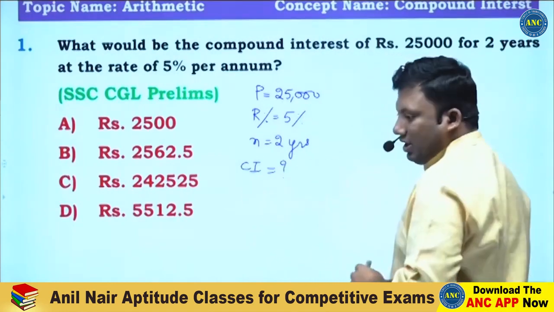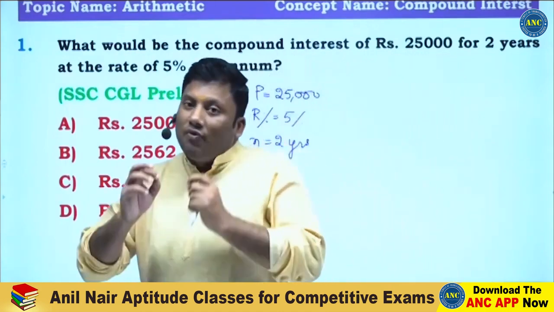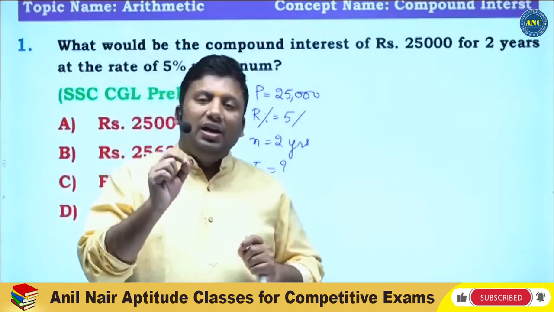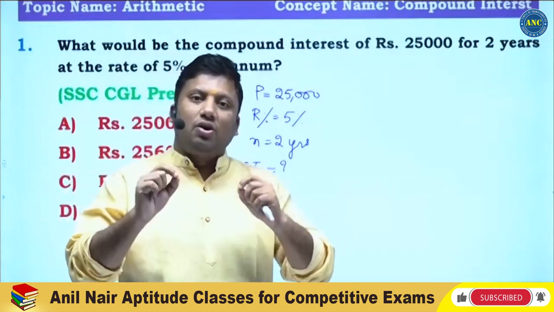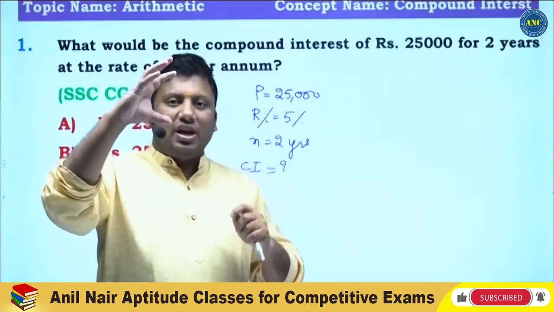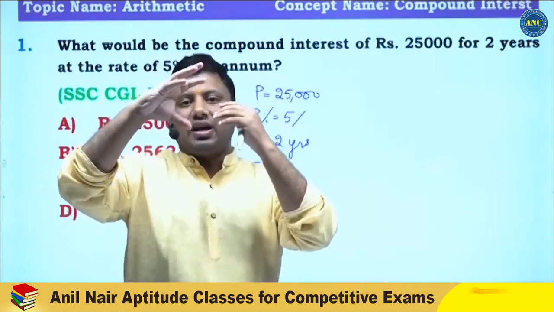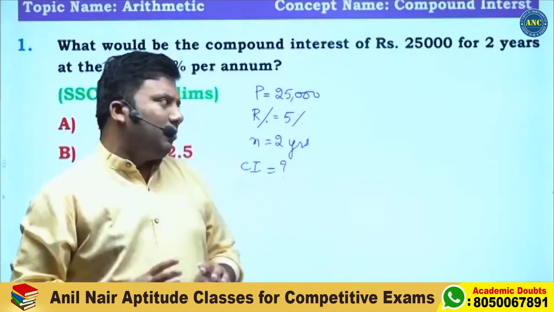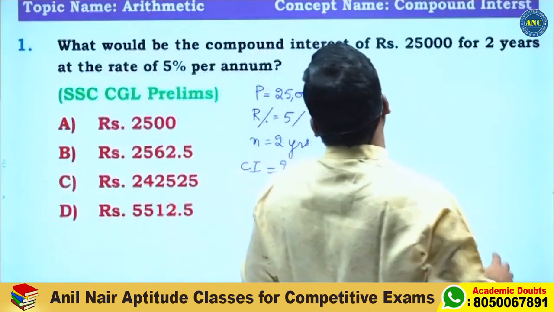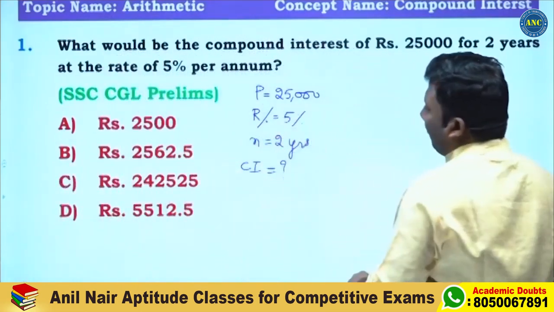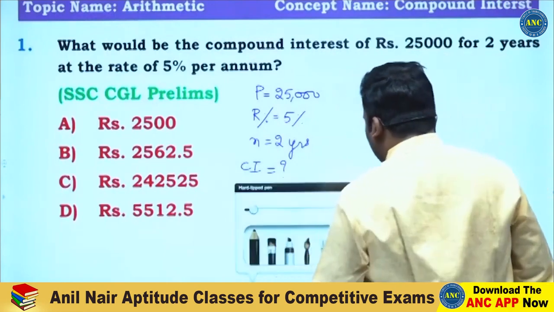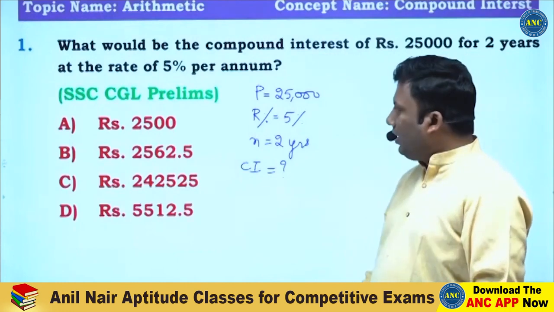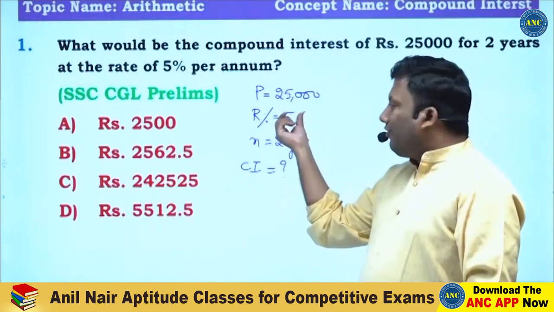Find the compound interest. The first thing we will do whenever we are solving a previous year exam question is underline the keywords present in the question. Once we understand the keywords, we translate them into a mathematical expression, then get the answer from the mathematical expression. Principal is 25,000. R is 5%. It is a very, very small value. N is 2 years.